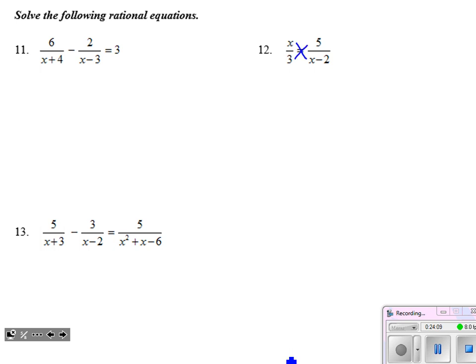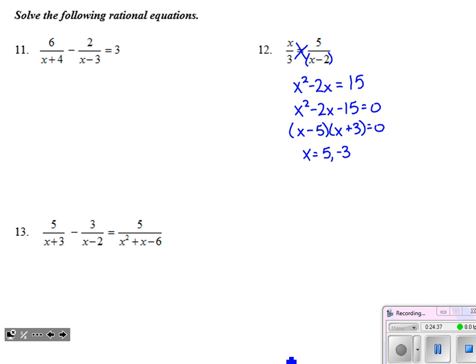When it's fraction equals fraction, let's cross multiply that. So I've got x times x minus 2. That means I will have to distribute: x squared minus 2x. And then my other diagonal gives me 3 times 5, 15. It's a trinomial, so I better get it set equal to 0 before I solve. And it does factor: x minus 5, x plus 3. And I find my solutions are positive 5 and negative 3.